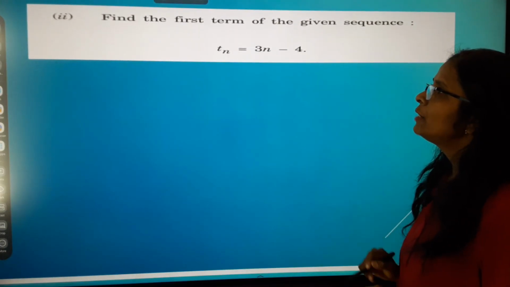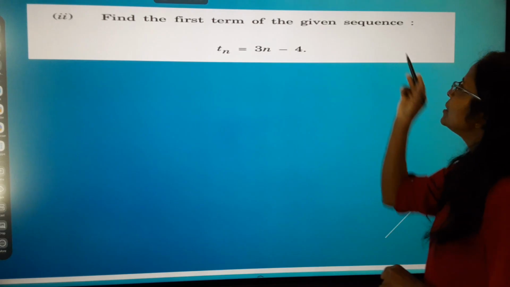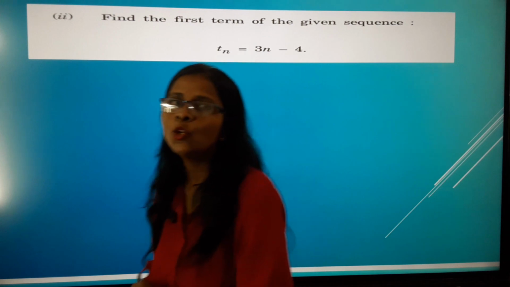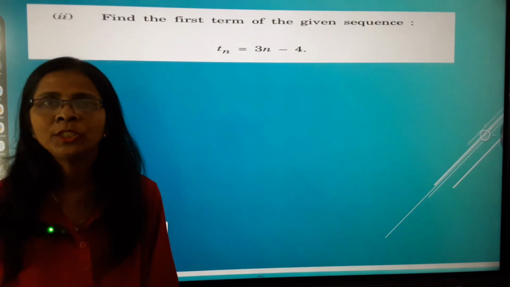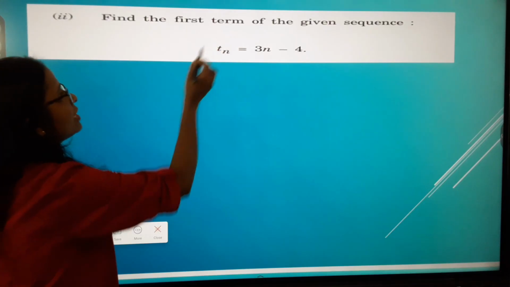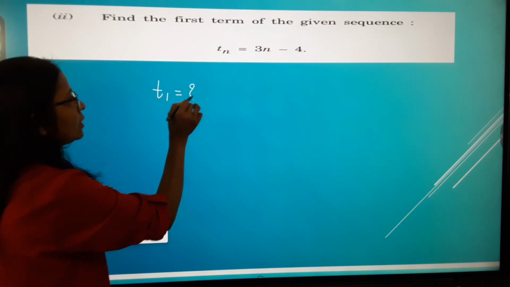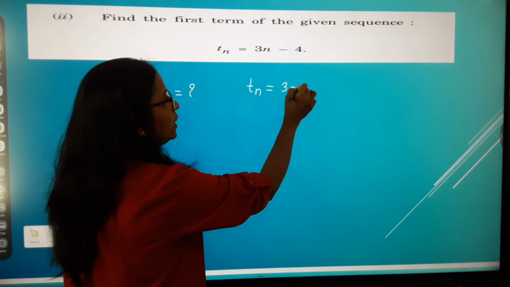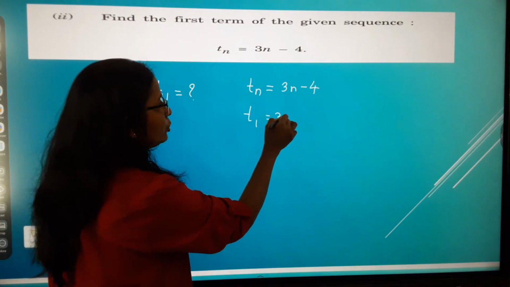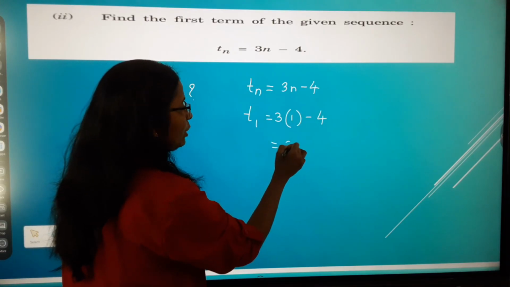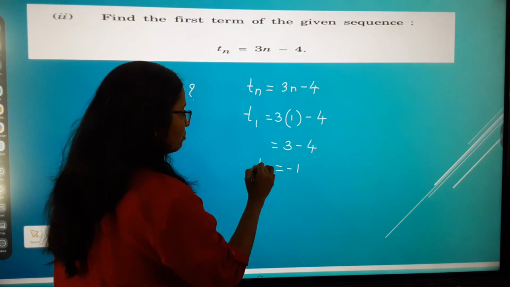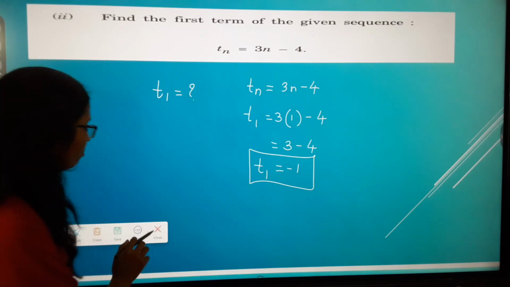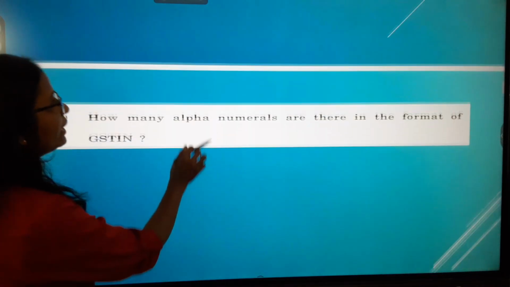See here, second one. Find the first term of the given sequence, Tn is equal to 3n minus 4. Students, this question also arose in the previous question paper. Okay, so now here we want the first term, so T1 is equal to question mark. The given nth term is Tn is equal to 3n minus 4. So here T1 is equal to 3 multiply 1 minus 4, which is equal to 3 minus 4, which is equal to minus 1. So the first term is minus 1. Okay, see, the same questions come, students, they are repeated.